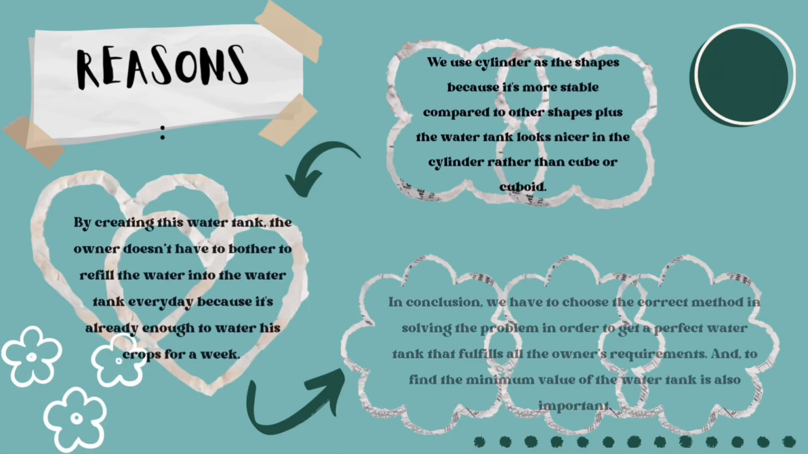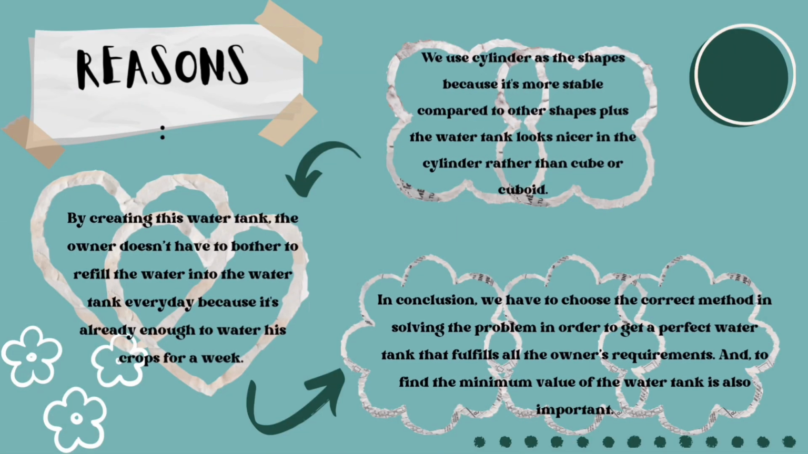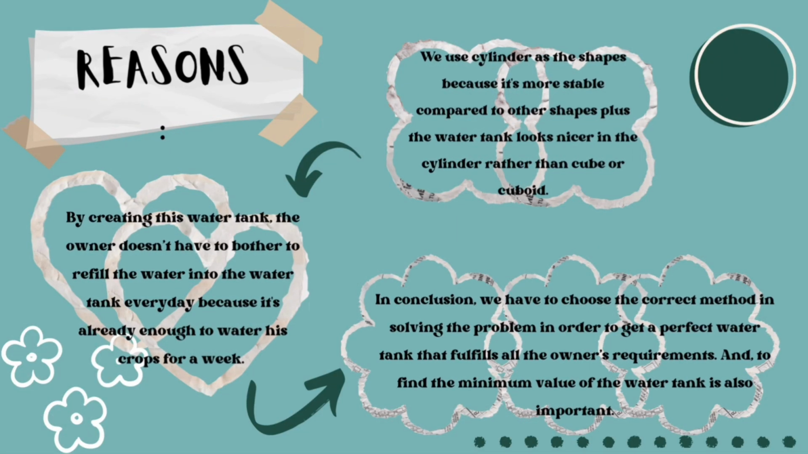Last but not least, reasons. First, we use a cylinder as the shape because it's more stable compared to other shapes. Plus, the water tank looks nicer in the cylinder shape rather than a tube or cuboid. Second, by creating this water tank, the owner doesn't have to bother to refill the water into the water tank every day because it's already enough to water his crops for a week.